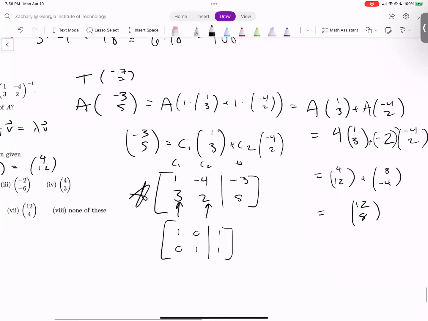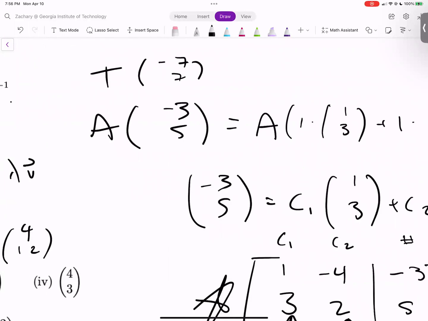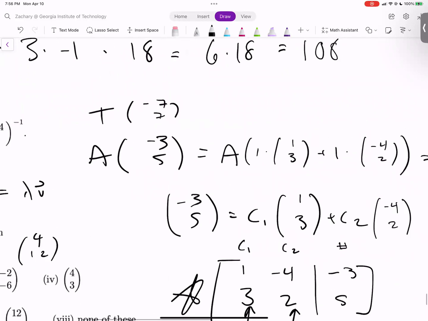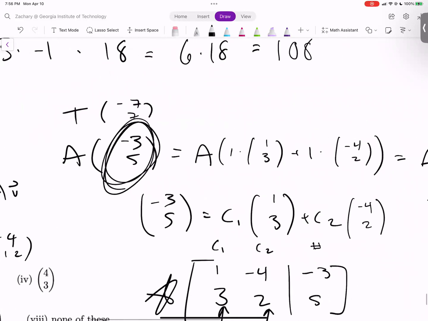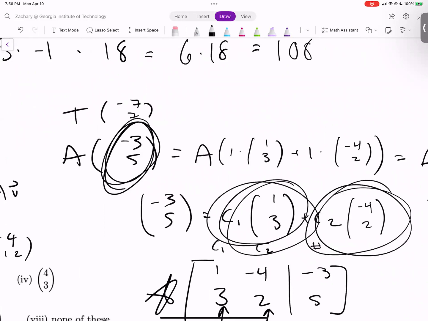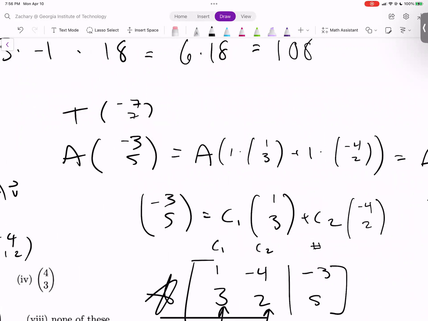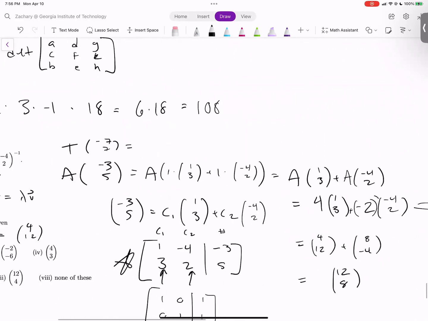If I start with A of some vector that isn't an eigenvector and A is diagonalized, if I have CDC inverse, for instance, what we can do is break up this vector into components that are eigenvectors. So instead of having to do matrix math, we can multiply by constants. So now this time, let's take T of (-7, 7). Do we know that we can break up (-7, 7) into eigenvectors? We do.